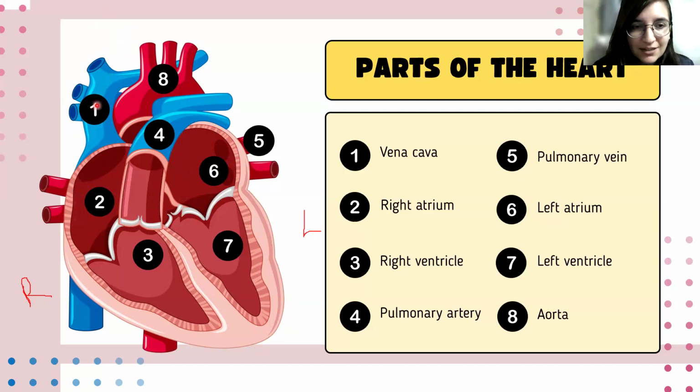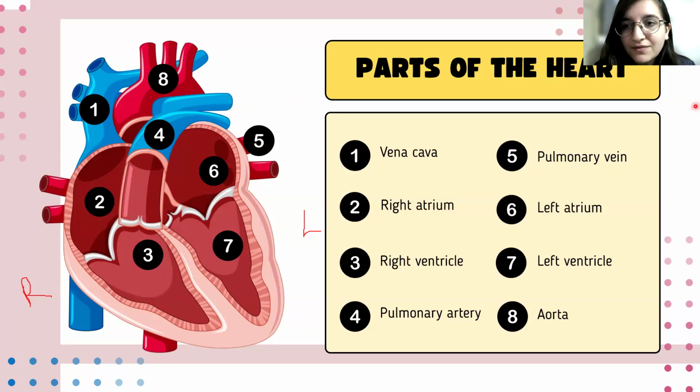The deoxygenated blood will come through the vena cava into the right atrium, and from the right atrium, it goes into 3, the right ventricle. Can you see that? And then from the right ventricle, it goes to the pulmonary artery. This is the pulmonary artery. And from here, it will go to the lungs, okay? And then how does it come back to the heart? It comes back through 5, the pulmonary vein.